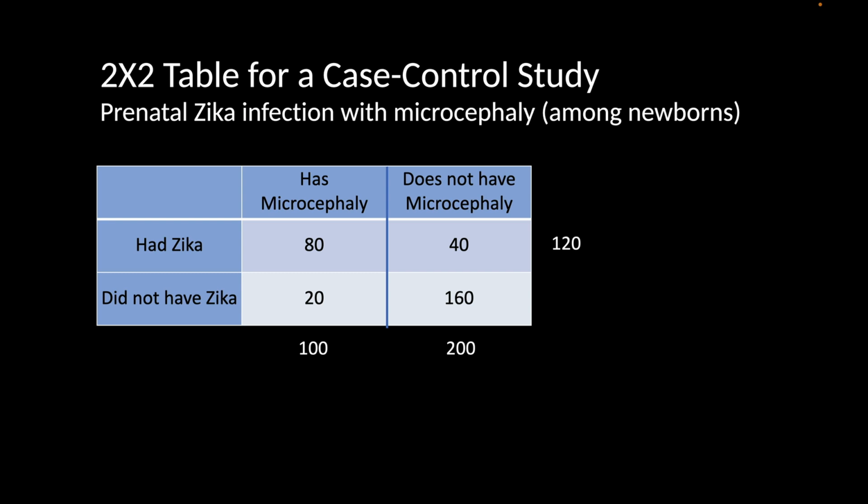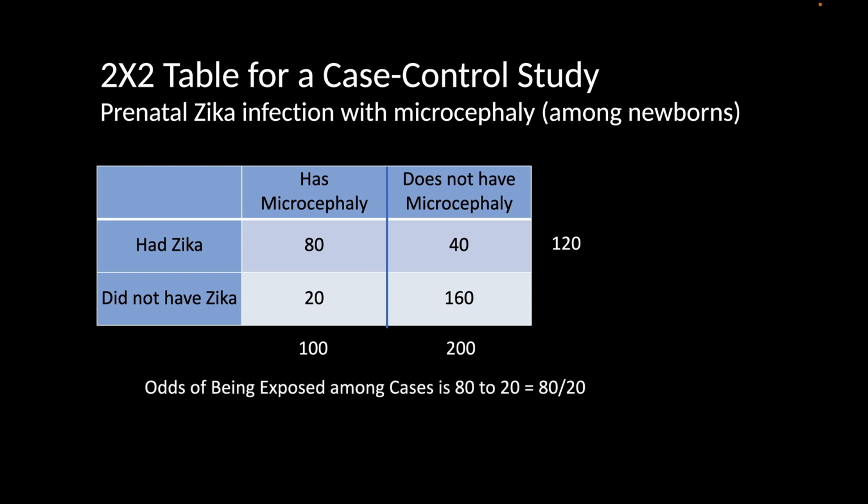And odds is simply the ratio of people who have either the exposure or the outcome of interest to those who do not. So you're not taking the sum, you're not taking the ratio of those who have it to the marginal value of all the people who could have it. You're taking those who do, as a ratio to those who do not.